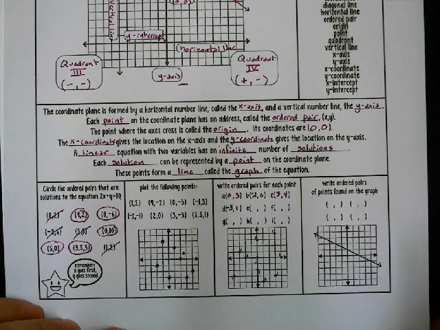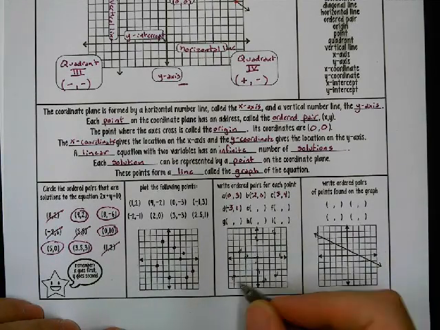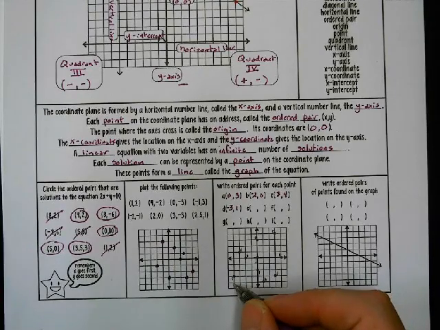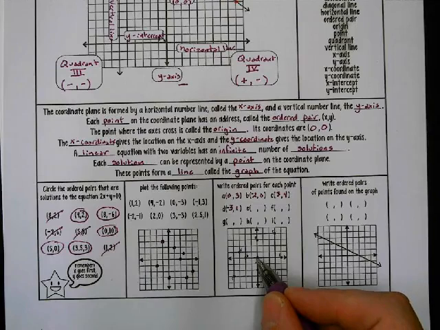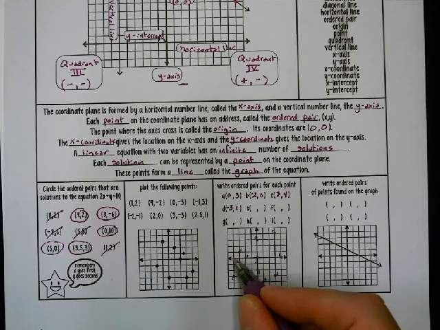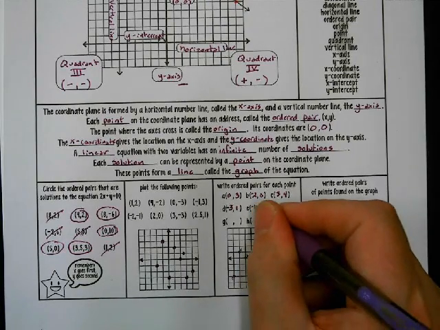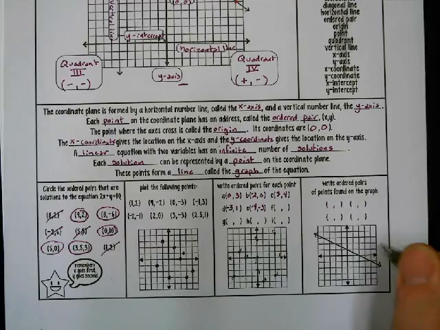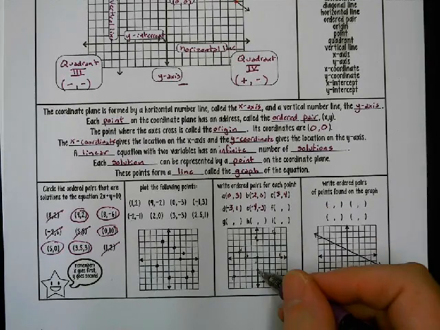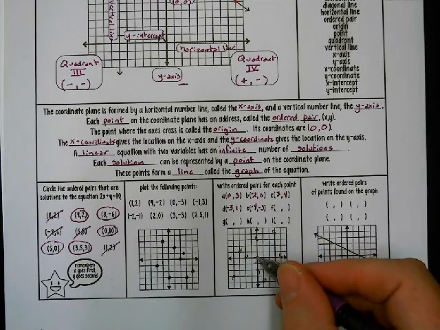E, where's E at? Is this E? Yeah, I think that's E down there. So we're going to go left 1, 2, 3, 4, and down 1, 2, 3. So left 4, down 3. That would be negative 4, negative 3. F, this point, that's a y-intercept. It doesn't go left and right, so that's 0, and then it goes down 2. So that would be 0, negative 2.